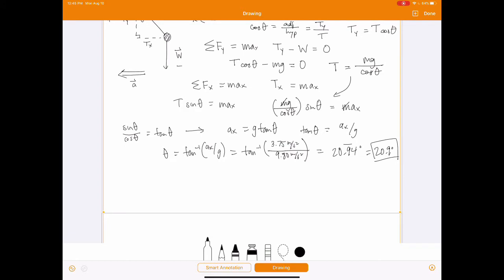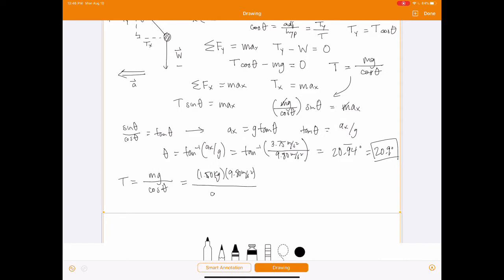Okay, what about the tension then? We were asked to also solve for the tension. So just a second ago, we worked out that the tension is equal to mg divided by cosine of theta. And now that we know the angle theta, we can just plug everything directly into here and solve for the tension. The mass we were given is 1.5 kilograms. And g is 9.8, once again, meters per second squared.